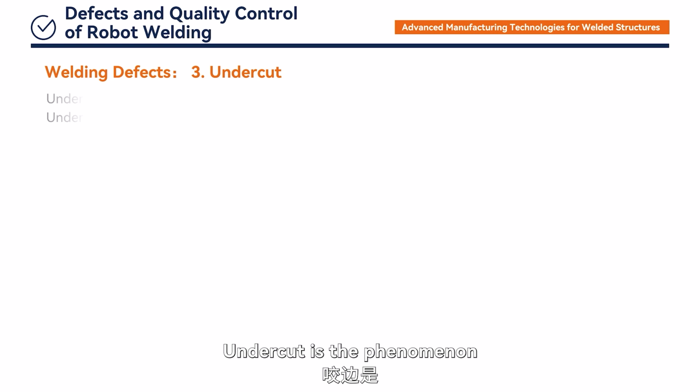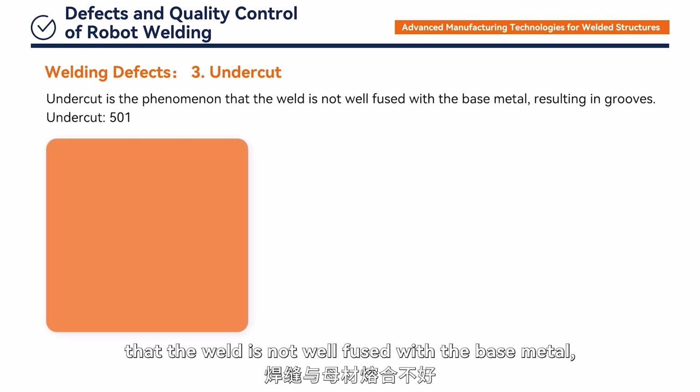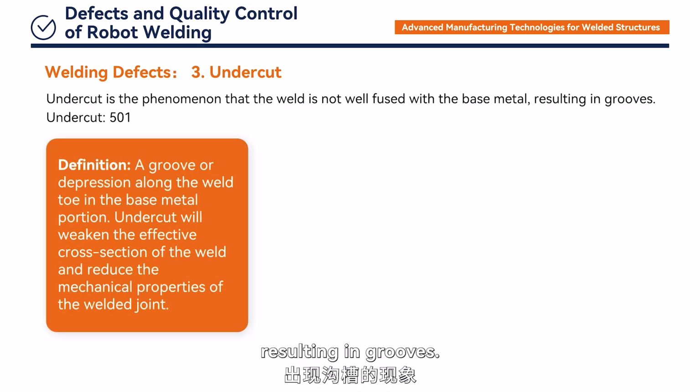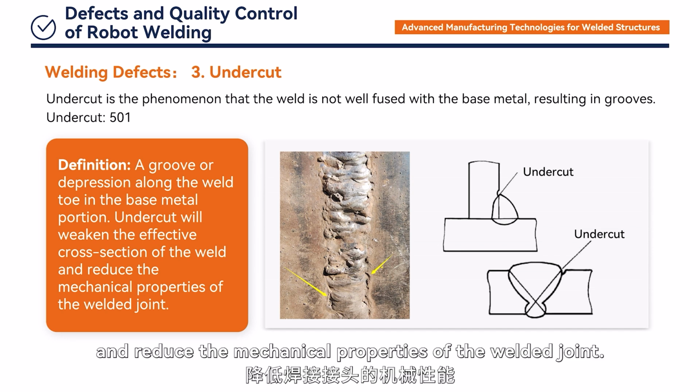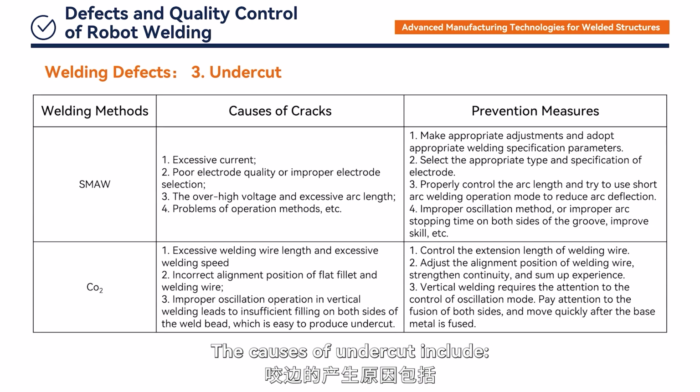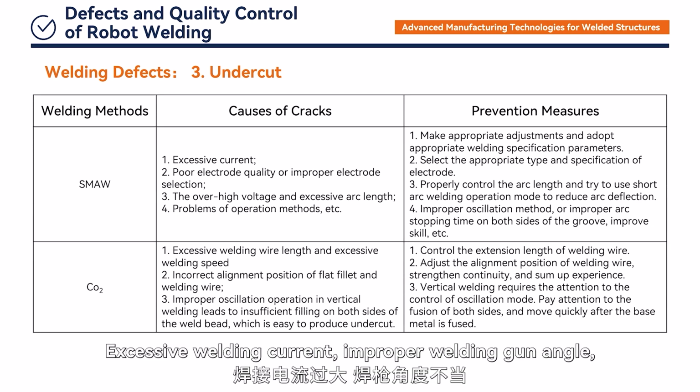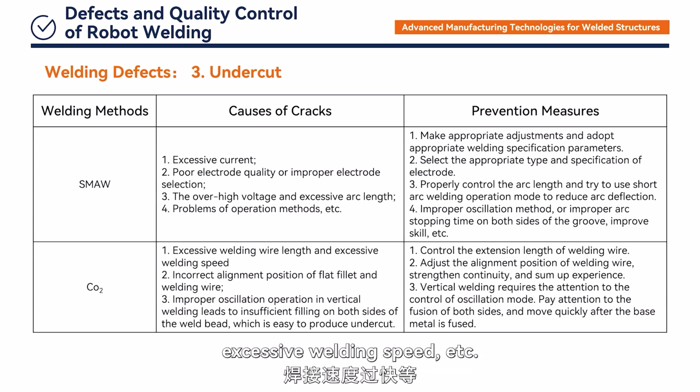Undercut is the phenomenon that the weld is not well fused with the base metal, resulting in grooves. Undercut will weaken the effective cross-section of the weld and reduce the mechanical properties of the welded joint. The causes of undercut include excessive welding current, improper welding gun angle, excessive welding speed, etc.